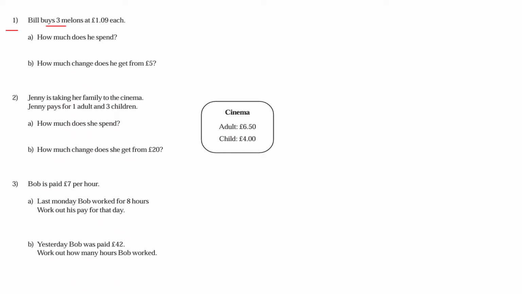Bill buys 3 melons at £1.09 each, or 109 pence. Part A, how much does he spend? So £1.09, I'm going to multiply that by 3. So £1.09 times 3.